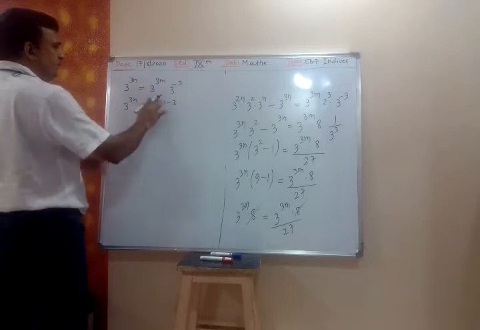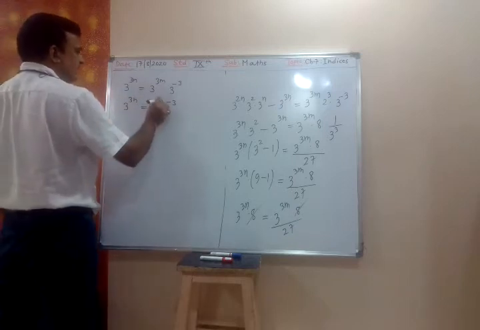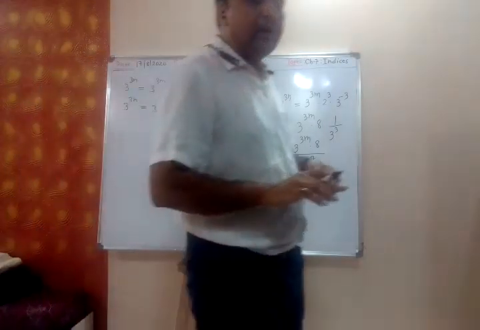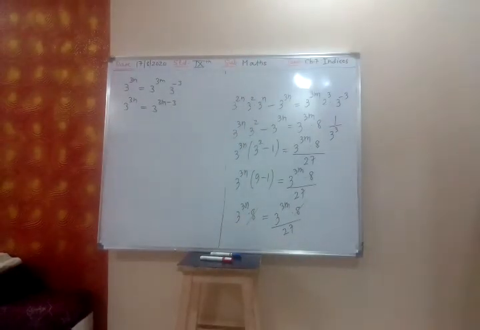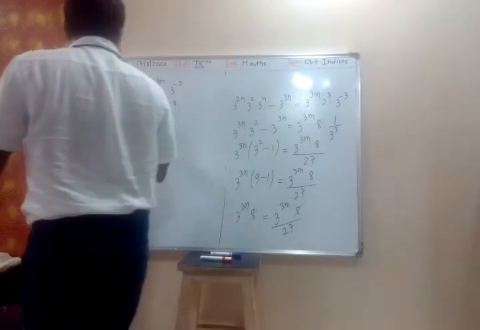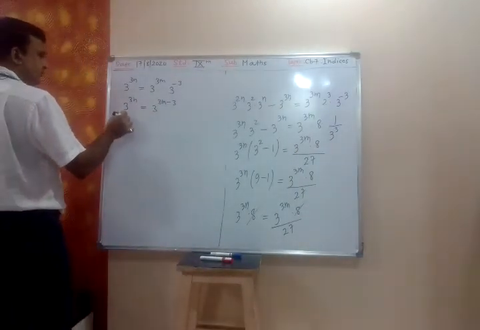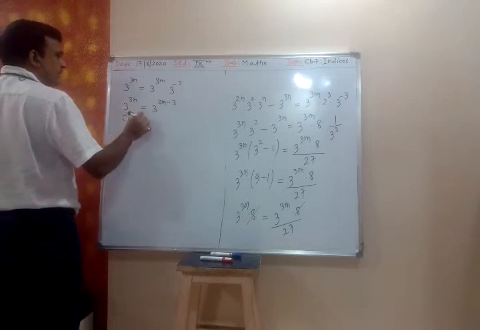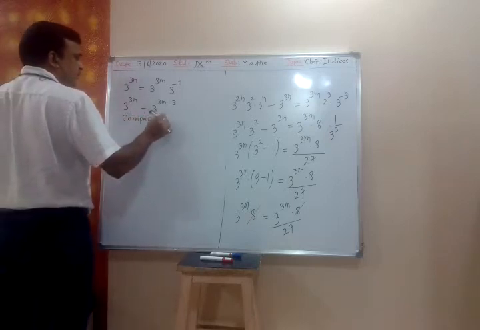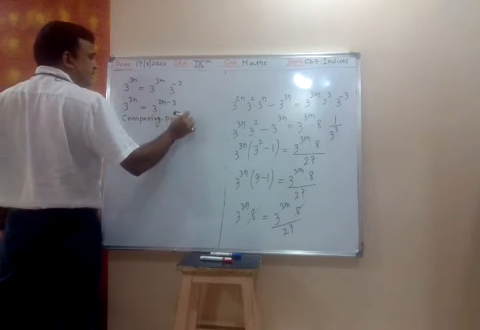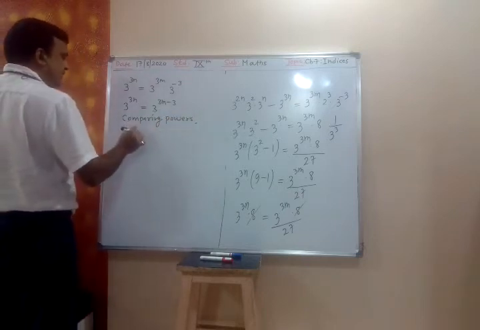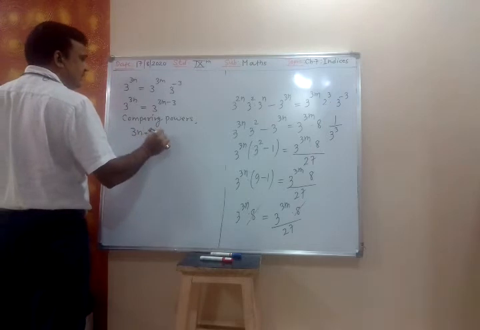Power into power, we add the power. So now I will compare the power. So comparing powers, you will get 3n is equal to 3m minus 3.